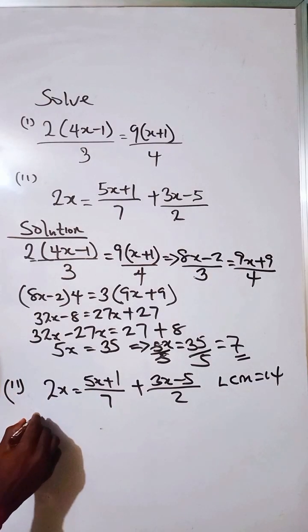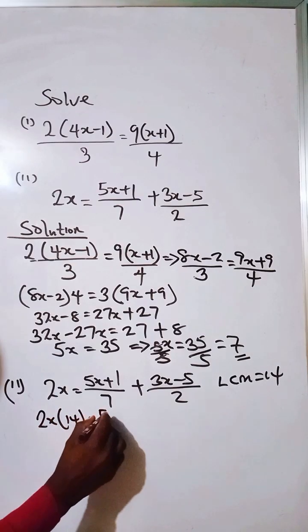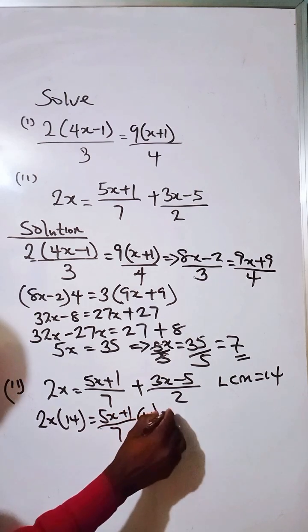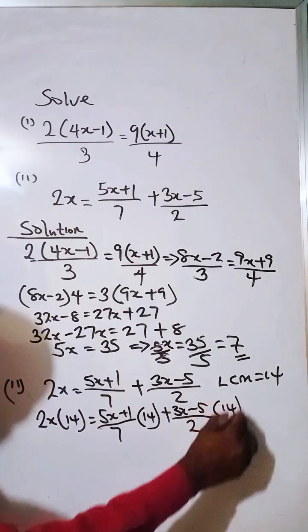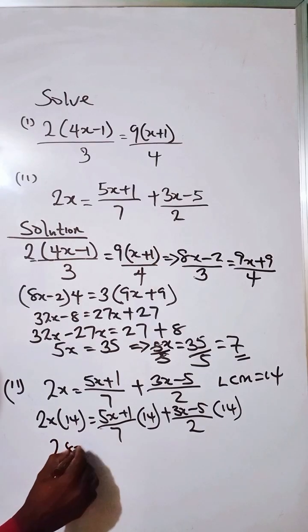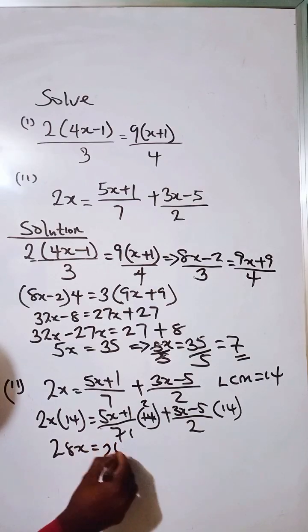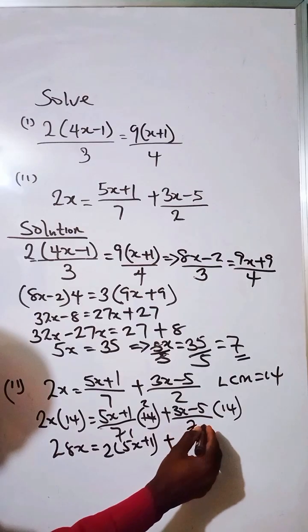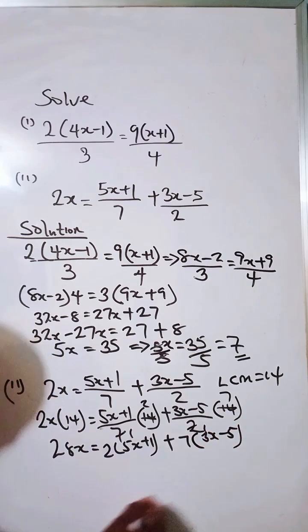So we start from here, so we have 2x times 14, equals (5x plus 1) over 7 times 14, plus (3x minus 5) over 2 times 14. So let us simplify. When we multiply this, we have this as 28x. For 7 here to be 1, 7 here to be 2. So we have this as 2 times (5x plus 1), plus, so when we simplify this, 2 here is 1, 2 here is 7. So we have this as 7 into (3x minus 5).